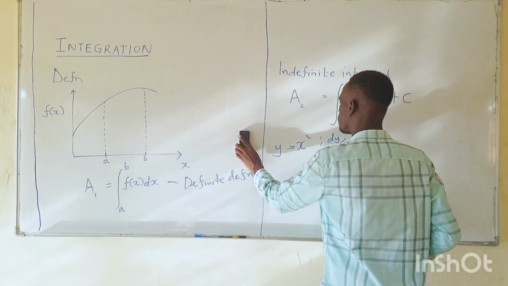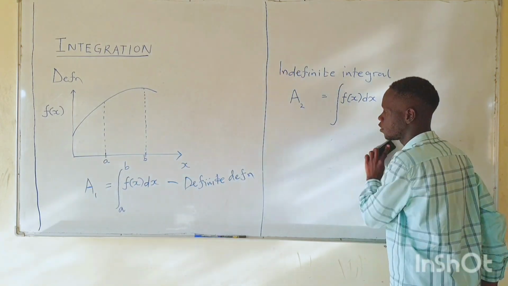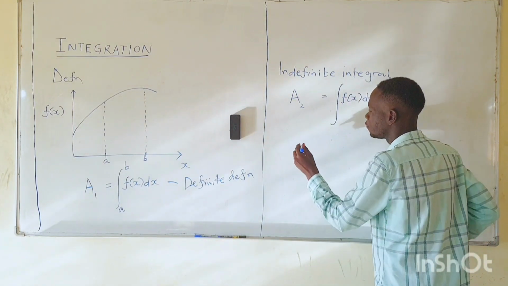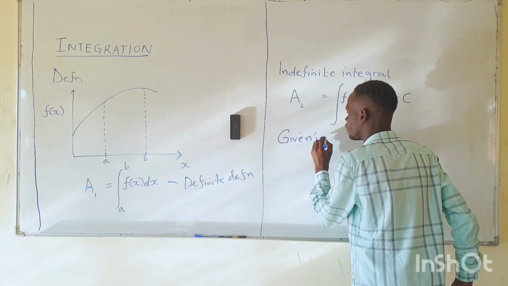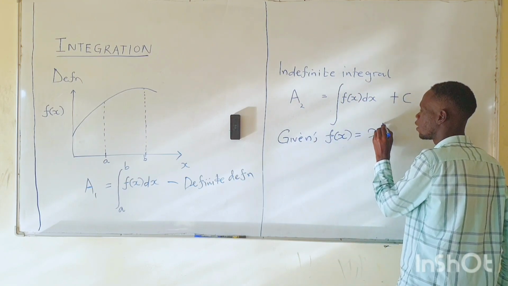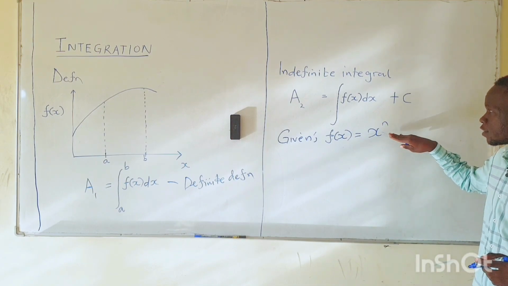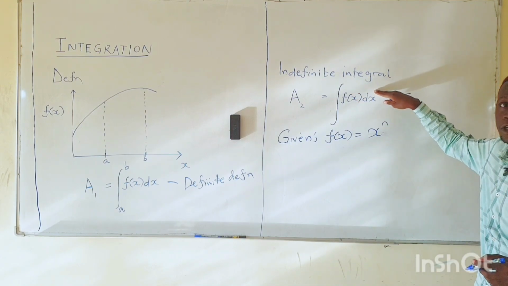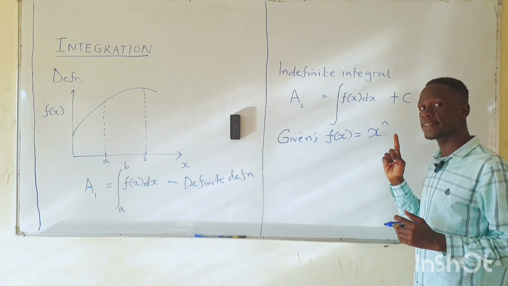So the general format of this would be, if you are given a function f(x) which is equal to x to the power n, and we are integrating this, let's take this to be an indefinite integral. We don't know the limits, the first limit and the last limit. We don't know them.